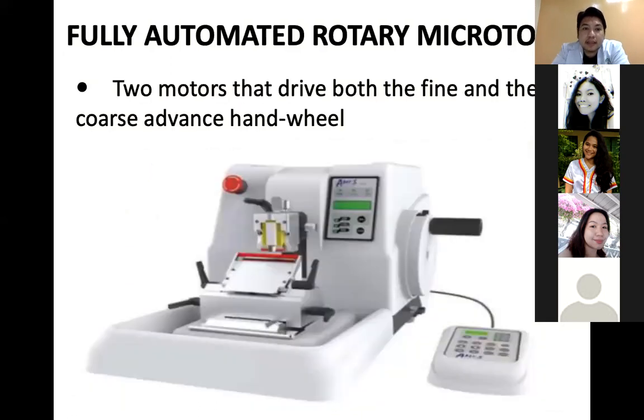Okay? And then we have the fully automated rotary microtome. It has two motors that drive both the fine and the coarse advance hand wheel. Okay. So wala nang gagawin ang operator. Pipindot na lang siya, assign the type or the thickness of the sections, and then the microtome will section for him or her. Okay, so this is the fully automated rotary microtome. We do not have this type of microtome in our affiliated hospitals yet.